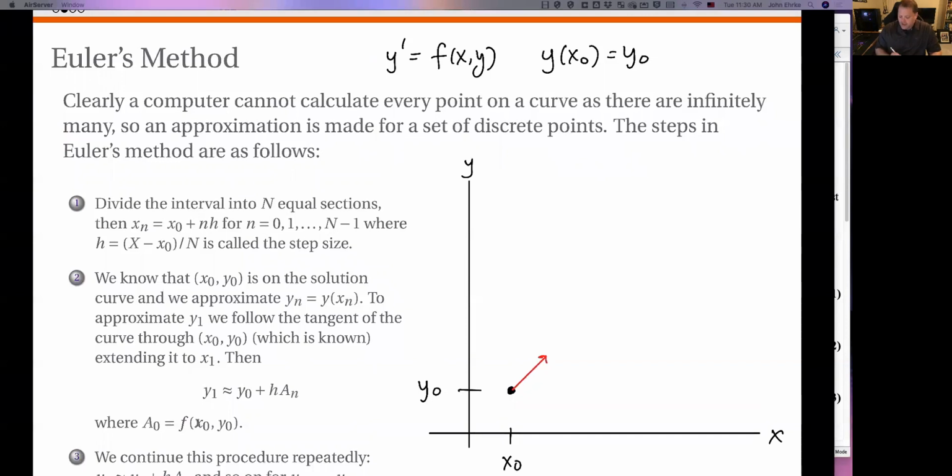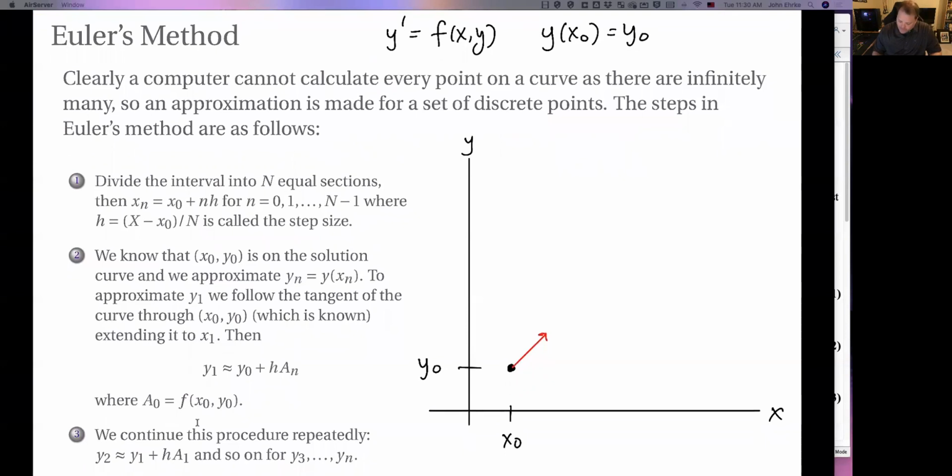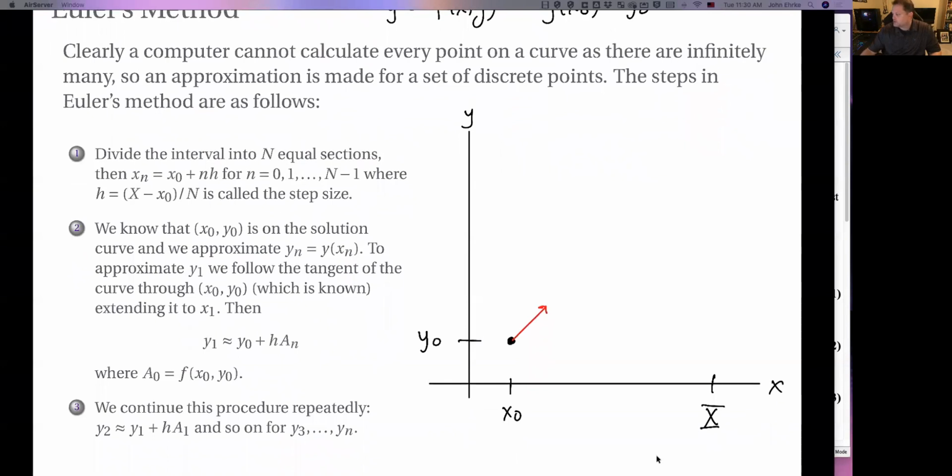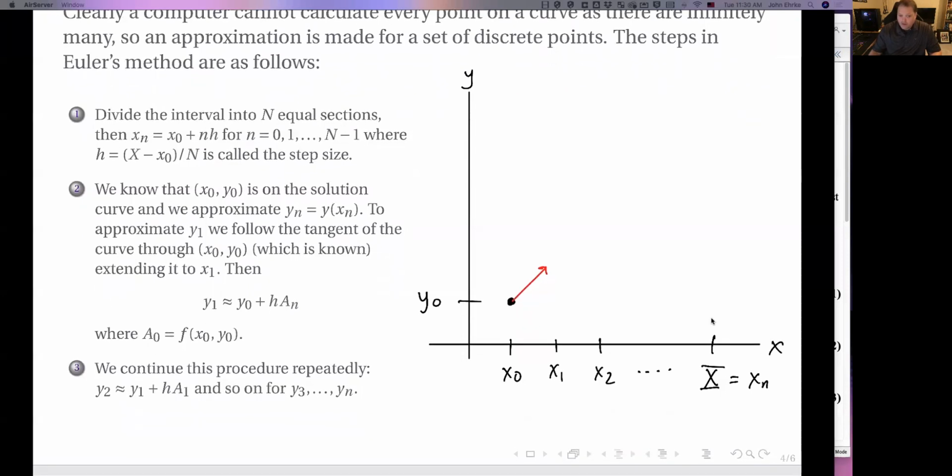Now the question is, how long do I follow that direction? Okay, well, I'm going to break up an interval. So I'm wanting to get all the way out to this point. So I want to approximate what this solution does, whatever it looks like, all the way out to the point x. So I'm going to take the interval between x naught and x, and I'm going to break it up into n pieces. So this is piece 1, piece 2, and so on. And this last piece is really xn, if you want to call it that.